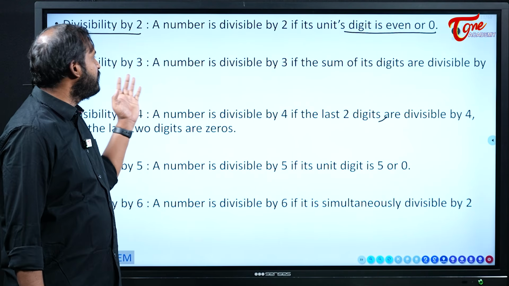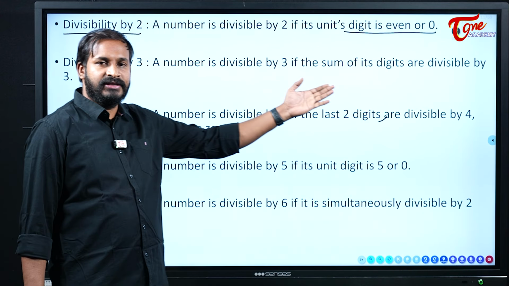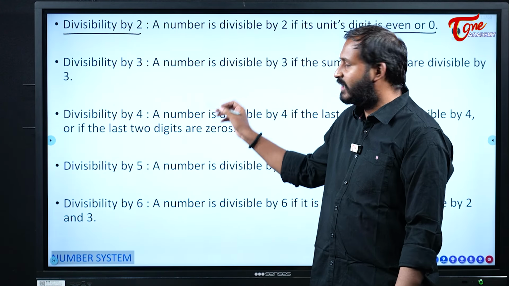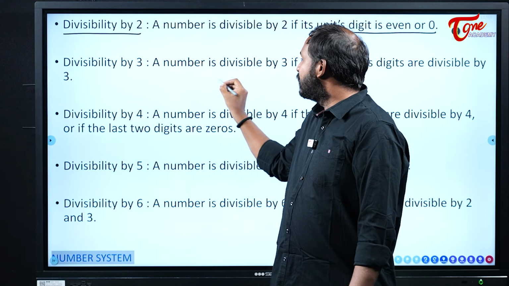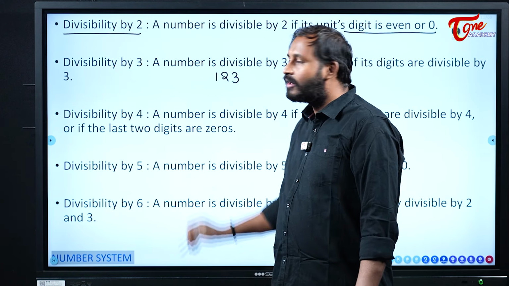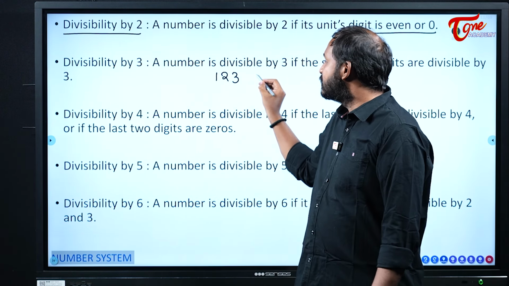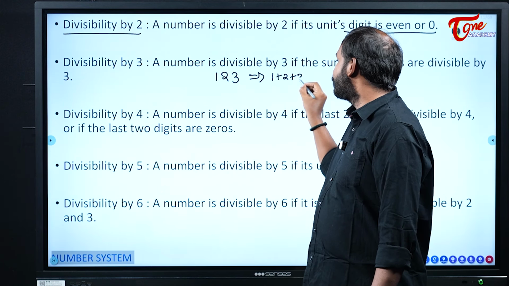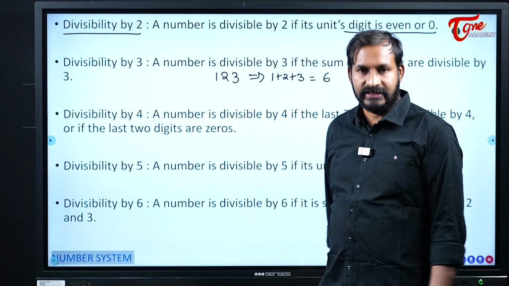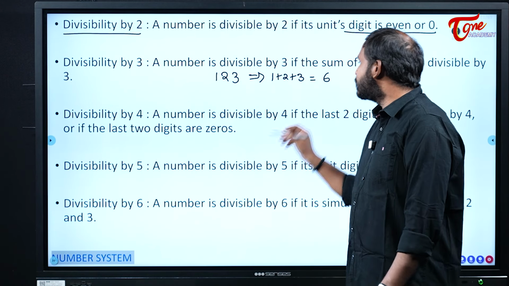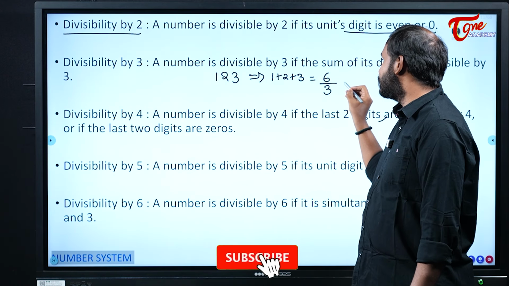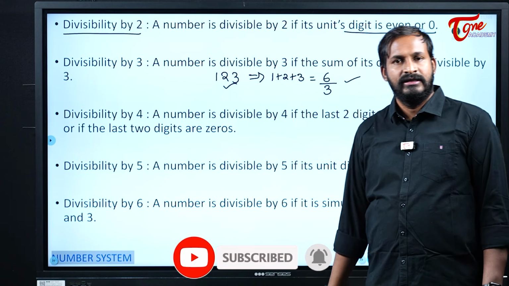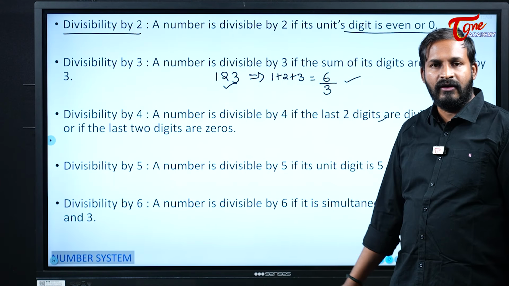Similarly, what is the divisibility rule of 3? A number is divisible by 3 if the sum of the digits is divisible by 3. For example, is 123 divisible by 3 or not? Sum of the digits means 1 plus 2 plus 3. What is the sum I will get here? 6. You need to check whether 6 is divisible by 3 or not. Yes, 6 is divisible by 3. So obviously 123 is divisible by 3. In this manner, we will check the divisibility of 3.